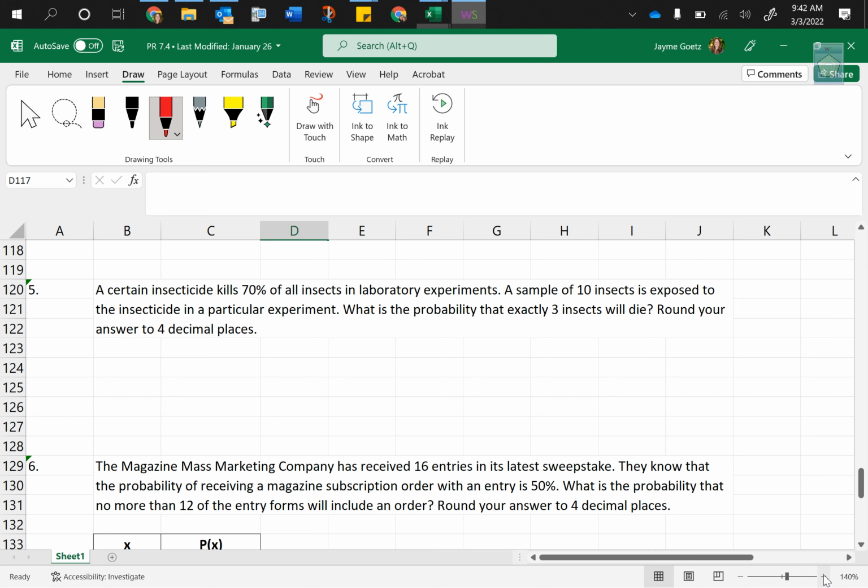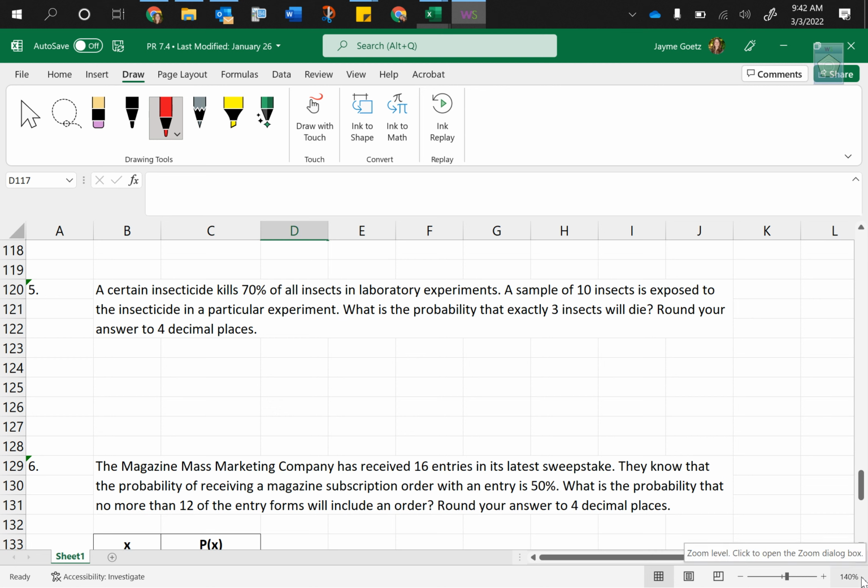Now, what is the probability that exactly 3 insects will die? So we just logically thought through this problem. We said we think 7 insects should die based on this information. They want to know what's the probability that only 3 will die. Do you think this is likely or unlikely? Unlikely. So just keep that in mind. Let's see if it's true to what we think. And it says round your answer to 4 decimal places.